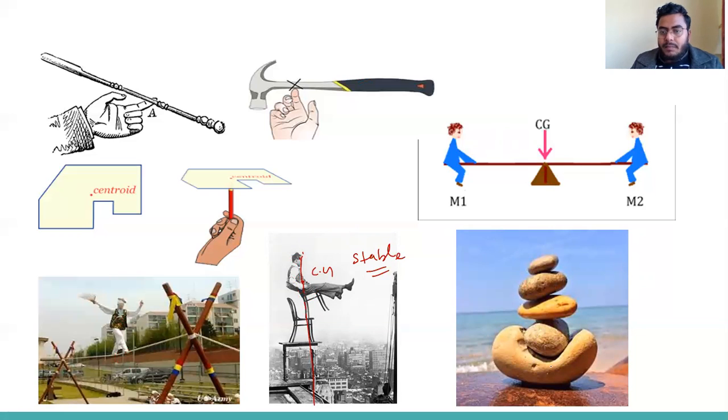You've seen on the banks of rivers and the sea, people doing this. Suppose for this stone, the center of gravity is here. For this stone, the center of gravity is here. For this stone, here. For this stone, here. If you try to keep the centers of gravity of all the stones in a vertical line, the structure you are making will be stable. Okay.